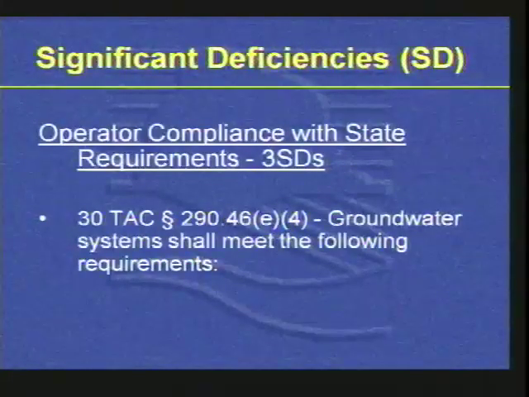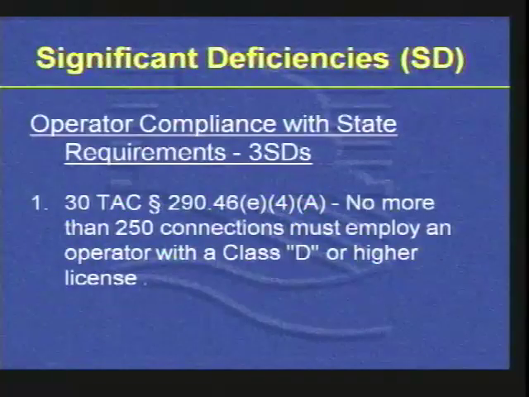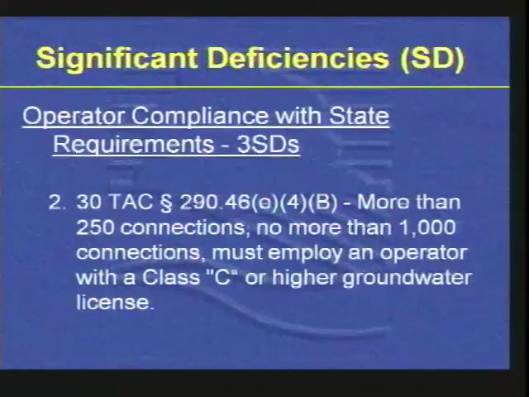The next element is operator compliance with state requirements. 3 significant deficiencies were identified under this element. Citation is 29046E4A, and it says that for those systems that have no more than 250 connections, the system must employ an operator with a Class D or higher license. For those systems that have 250 connections and no more than 1,000 connections, the system must employ an operator with a Class C or higher groundwater license.